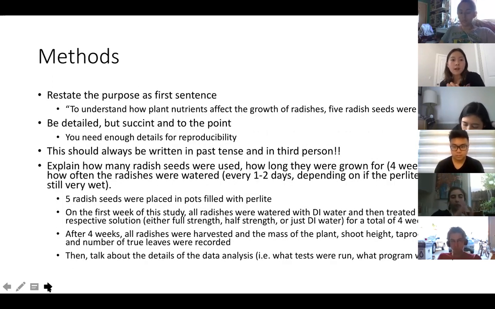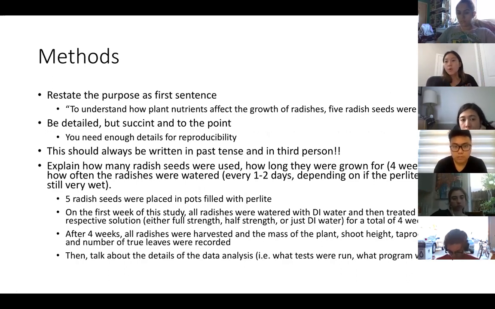Okay. Now moving on into the methods. Before you start going into what the actual methods were for this experiment, always restate the purpose or the objective as your first sentence. So for example, to understand how plant nutrients affect the growth of radishes, 5 radish seeds were grown for a period of 4 weeks, and so on. Does that make sense? So restate your objective first to remind the reader why you were doing this study in the first place, and then go into exactly how you did the experiment.